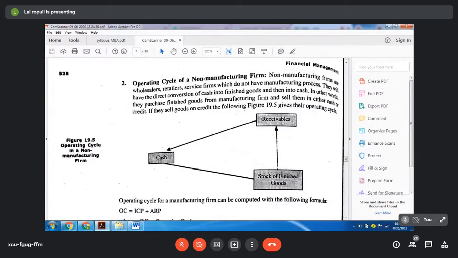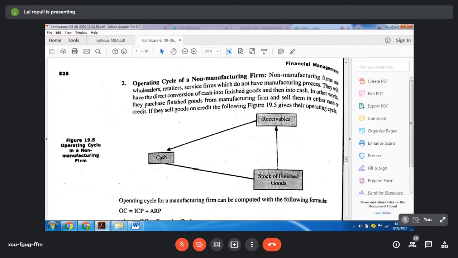Non-manufacturing firms can be wholesalers, those who do not manufacture any products, but they include wholesalers, retailers, and service firms which do not have manufacturing processes. They will have the direct conversion of finished goods into cash. Okay, so they just get the finished goods from the manufacturing firms.